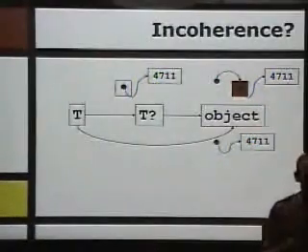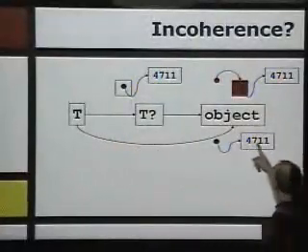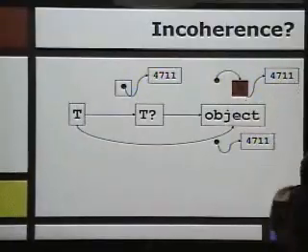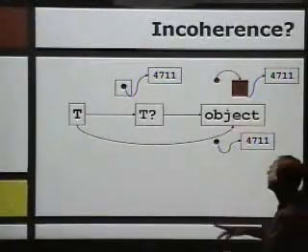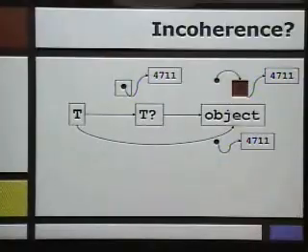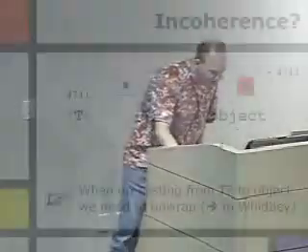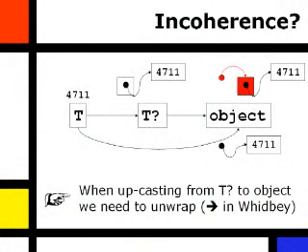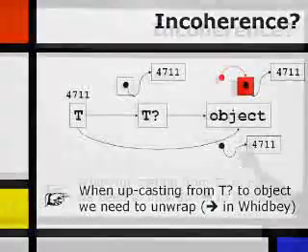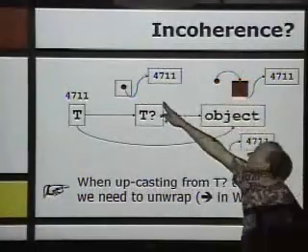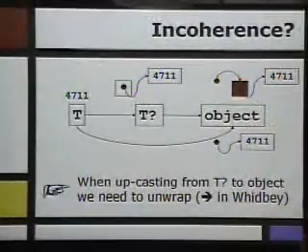Okay? And this is called incoherence. In a coherent type system, it doesn't matter if I upcast this way or upcast that way, I always end up with the same value. But here, I end up with either a boxed integer or a boxed nullable integer, which is not the same. Okay, so it's incoherent. And what you have to do is, when you're boxing a nullable to object, you have to unwrap the value, and if this thing represented null, you have to map that to the null pointer.